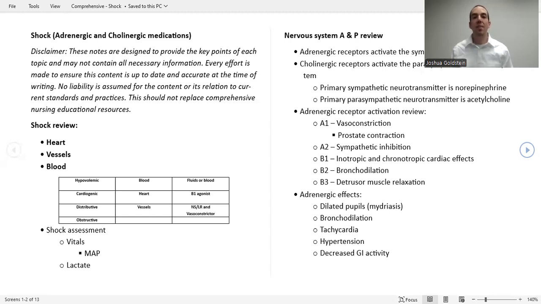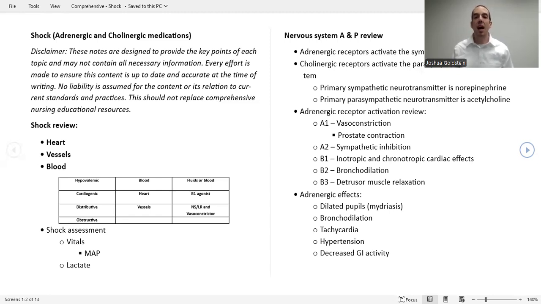Alpha-1, if you give an agonist for that, I'm going to get vasoconstriction. If I give an antagonist for that, I'm going to get vasodilation. Alpha-2 is a little bit hard to understand. Alpha-2 actually fights the sympathetic system. So alpha-2, if I give an agonist, I'm going to get less sympathetic response. If I give an alpha-2 antagonist, I'm going to get more sympathetic response. So a little bit backwards there.